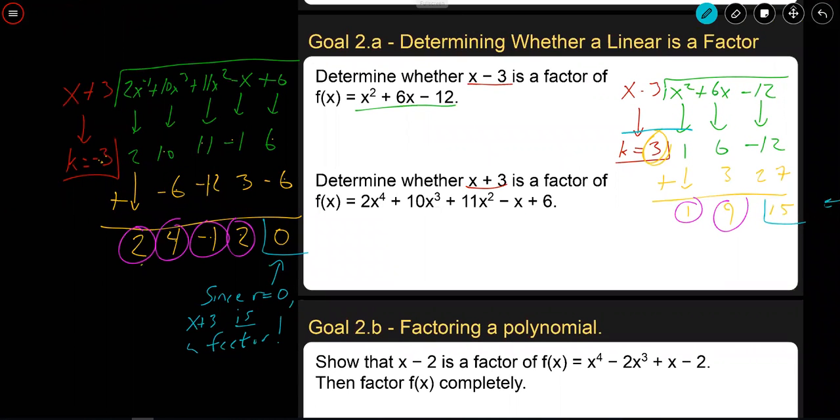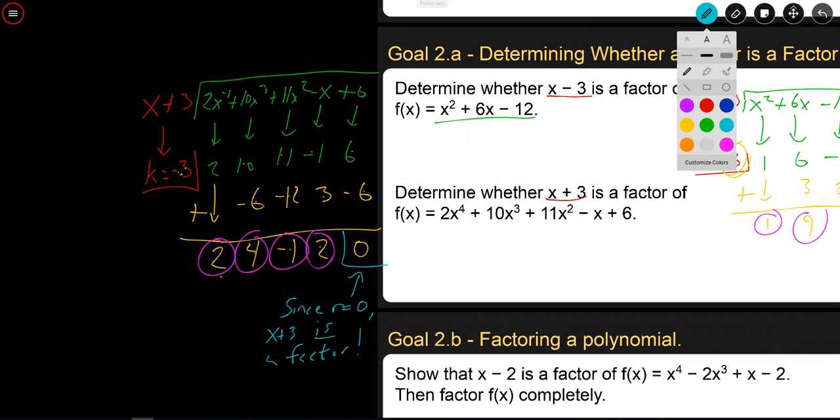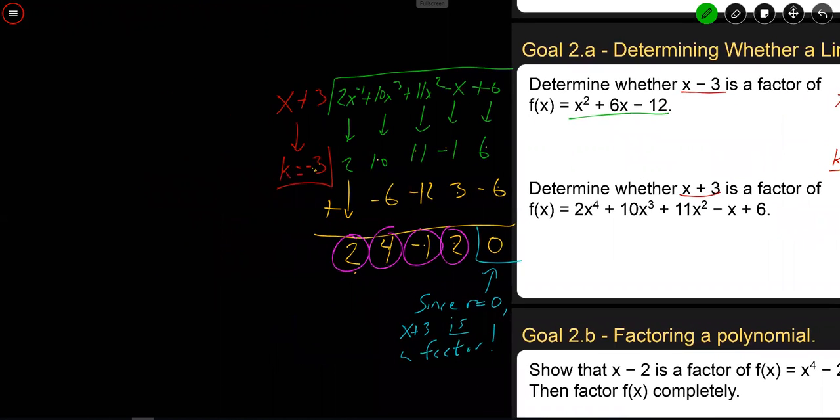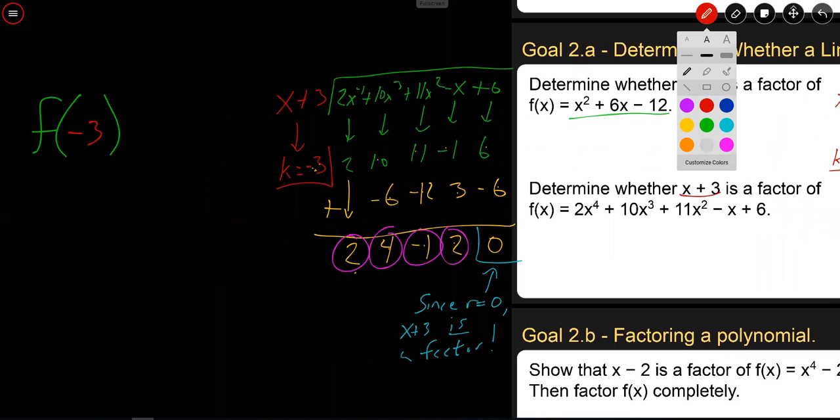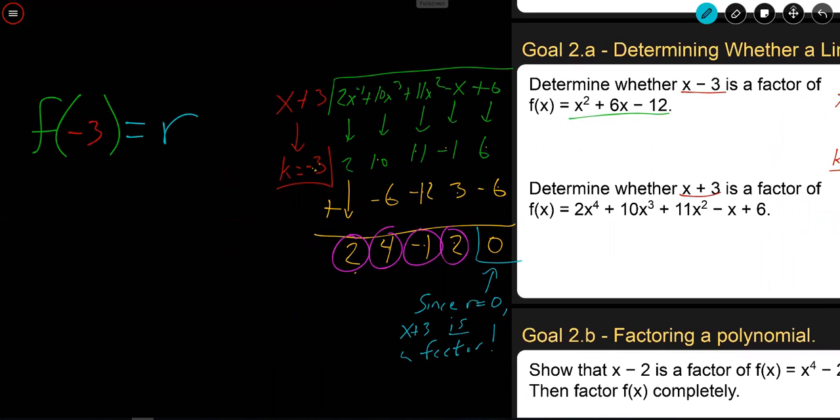Now, again, we can check these if we want to using the other aspect of the remainder theorem as well. I could technically take my function, I'm not going to do this here, but I could take my function and plug in my k value, which would be -3, and evaluate it, and whatever that gives me at the end is going to be my remainder. So in this situation, I'm not going to do the calculations because it's a little bit time consuming.